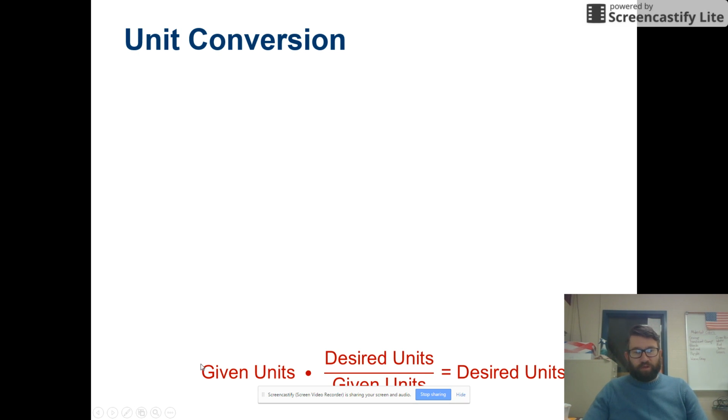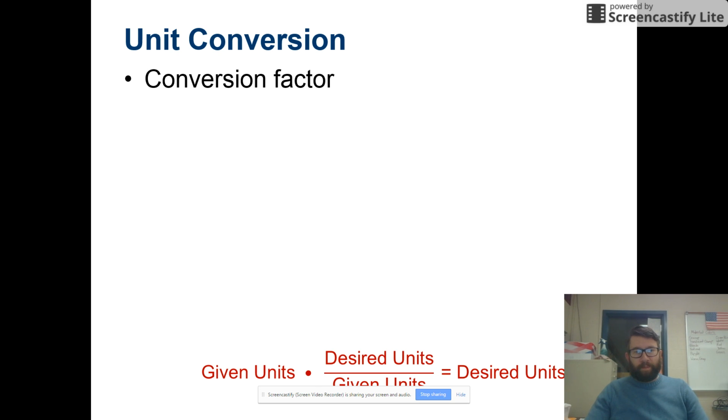So with the unit conversion, you have your given units, you multiply by your desired units divided by your given units, and this is expressed as a fraction. So we have to understand a little bit of how fractions work. Remember, any number divided by itself is always going to be 1. So when you multiply across, you're really multiplying by 1 as your conversion factor.